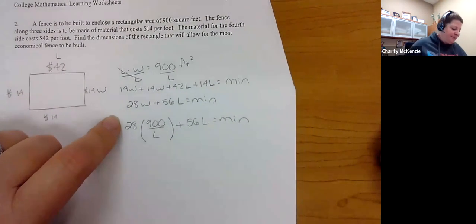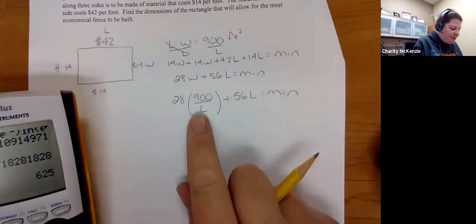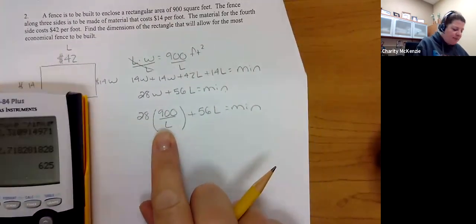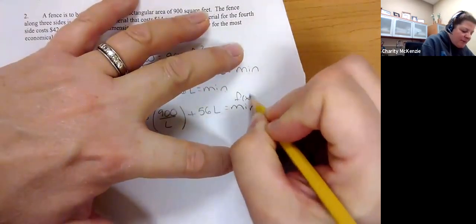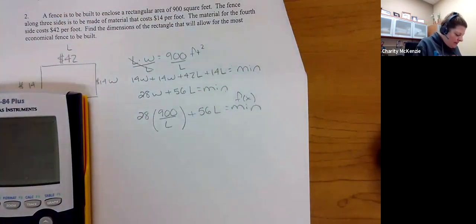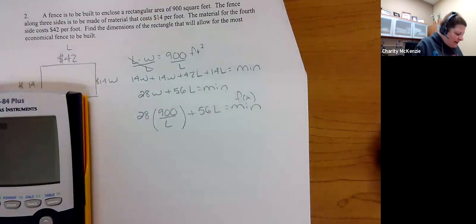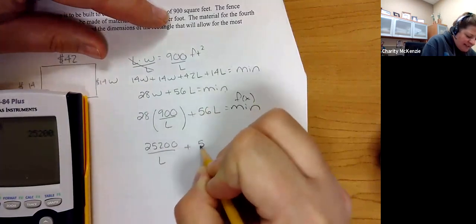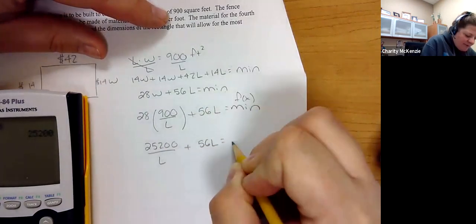Okay, let's keep going. I'm going to simplify that for sure, because my minimum is also my function that I want to take the derivative of. So I want to simplify as much as I can. What is 28 times 900? It is going to give me 25,200 over L plus 56L equals that function.